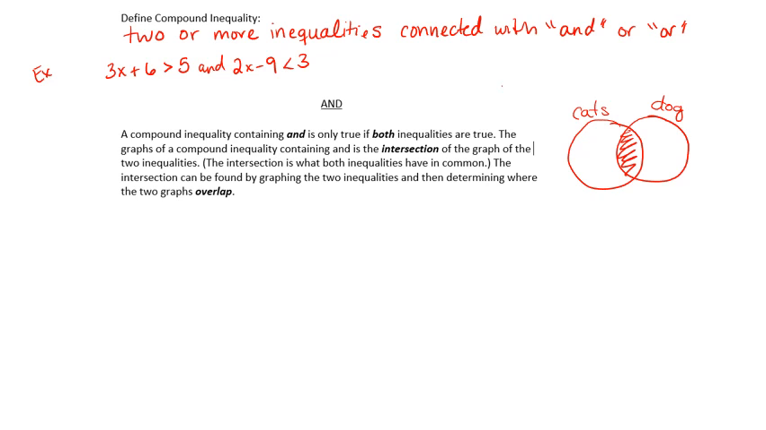So the way we're going to solve these, we're going to solve one inequality and then solve the other. And where the two graphs overlap is going to be where your solution is. And we're going to write our answers in what's called interval notation. So let's do an example of an and.